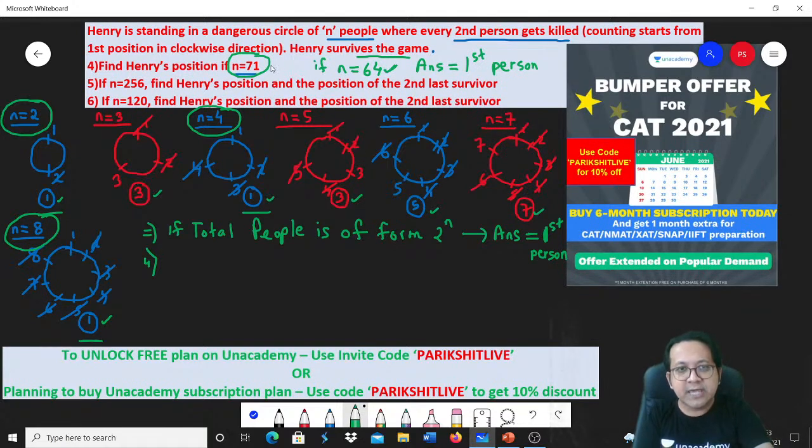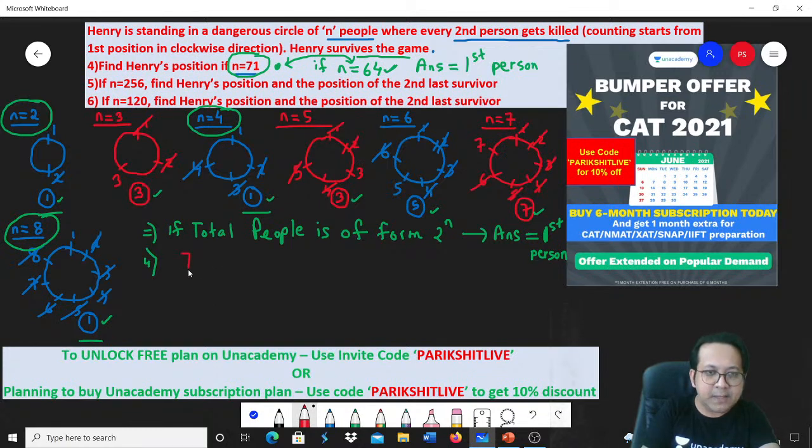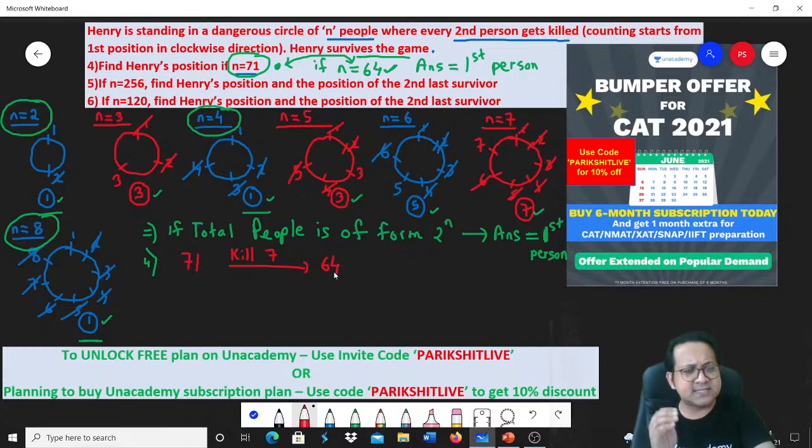Now think about it. You have total 71 people. If you can kill 7 people, why 7 people? Remember, 71 minus 7 will get you total number of people as 64, which is 2 to the power n. Correct. If there are 71 people, and you kill 7, what will happen? You will get 64. And the moment you get 64, you are done. Why? It will be of the form 2 to the power n. Correct?